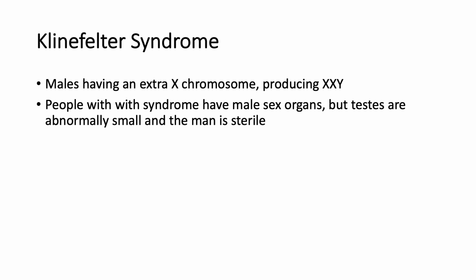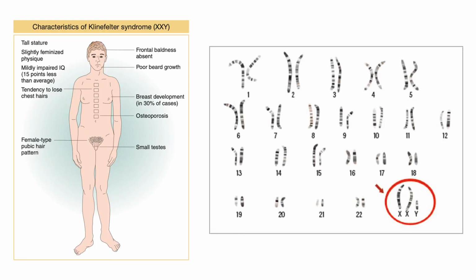An extra X chromosome in a male, producing XXY, occurs approximately once in every 500 to 1,000 live male births. People with this disorder, called Klinefelter syndrome, have male sex organs, but the testes are abnormally small and the man is sterile. Even though the extra X is inactivated, some breast enlargement and other female body characteristics are common. Affected individuals may have subnormal intelligence.